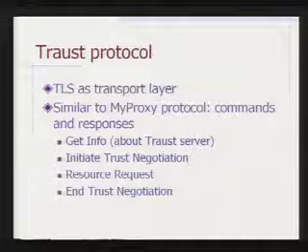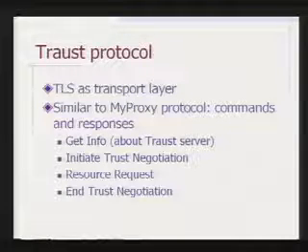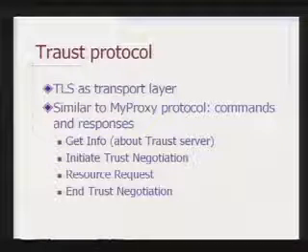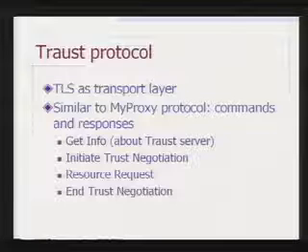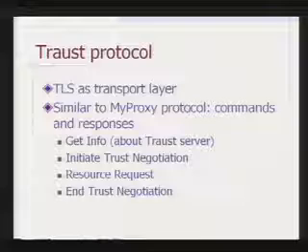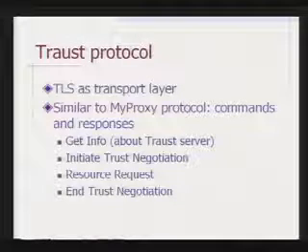There's a get info command, which you could use to get metadata about a server. There's an initiate trust negotiation command, and then the negotiation goes on until you send an end trust negotiation command. And as part of the negotiation, you may say what resource you want to access, and that's the resource request command. So a very simple protocol wrapped around TrustBuilder software.